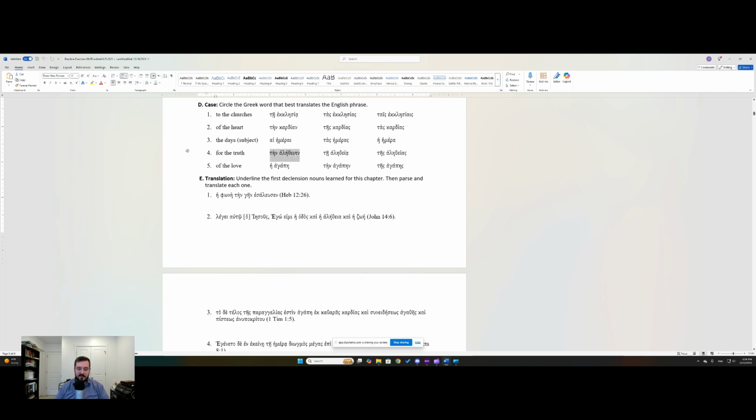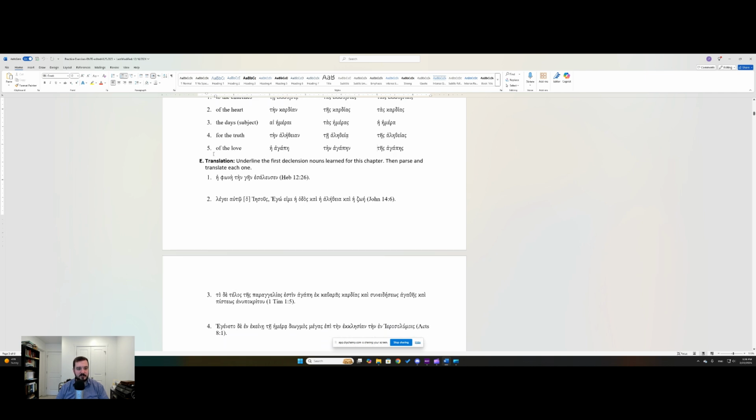We see tein aletheian, that's our accusative case. Tes aletheias, that's our genitive case. Te aletheia, right? That iota subscript is the giveaway here. Iota subscript is circumflex over the long vowel here. You do see a circumflex over the genitive, but of course you have that signature sigma at the end in the feminine declensions.